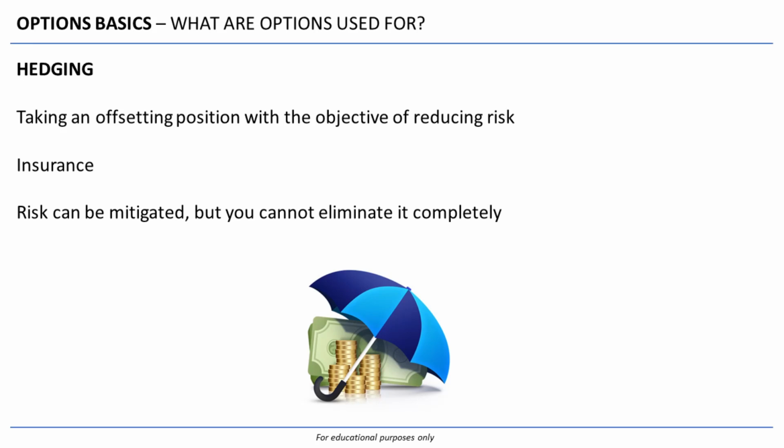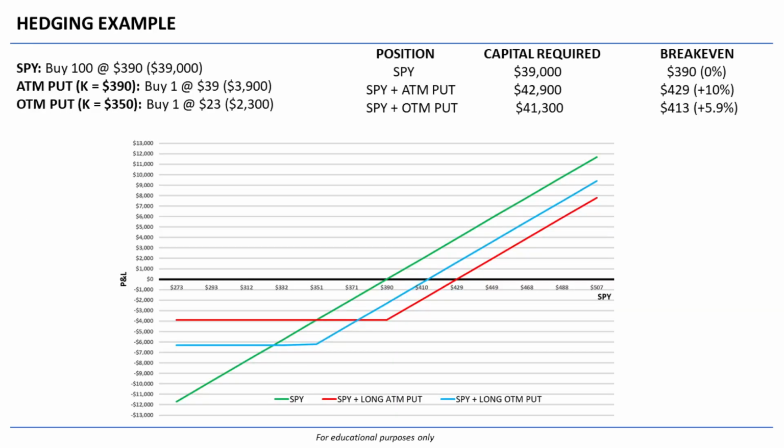Remember, risk can only be mitigated, but you cannot eliminate risk completely. Let's look at an example. We will compare the payoff profiles at expiration of an investment in SPY and two hedged variants using put options. We assume the investor has $42,900 available to start his portfolio. The underlying and options were bought at the same time and the period is 1 year.